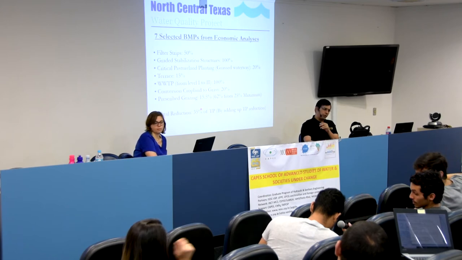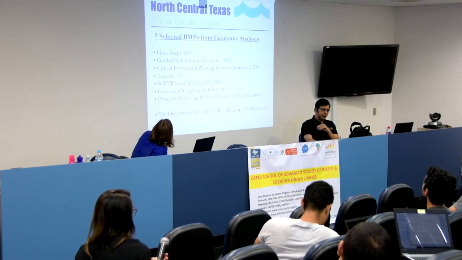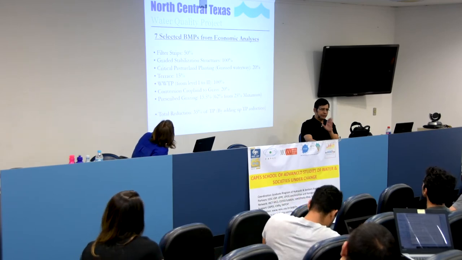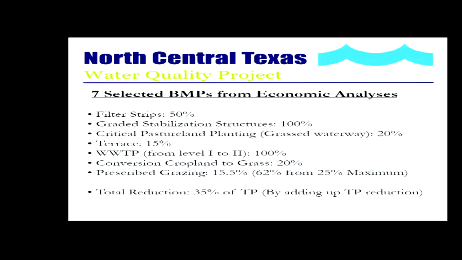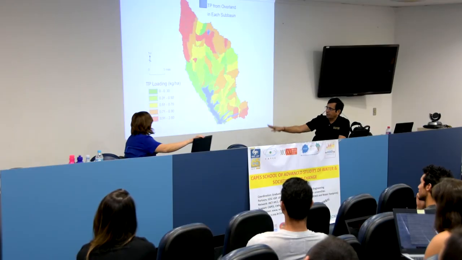Okay, once you apply these BMPs, I'm going to show you the next set of slides, after each BMP, how you see the reduction in phosphorus. I'm just talking about phosphorus. I'm not doing any nitrogen and sediment here. So this is where the phosphorus is coming from in the watershed from each subbasin. That's the loading in kilograms per hectare, for example. The red areas are the hot areas.